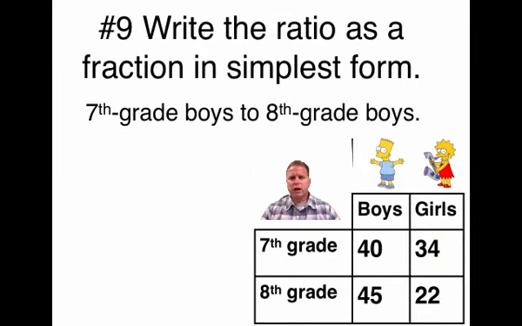Would you write the ratio as a fraction in simplest form of 7th grade boys to 8th grade boys? Pause the video and see if you can set up a ratio. At least try it in your head. Okay, so what do we know? We got 40 7th grade boys. How many 8th grade boys are there? 45. Now we do need to put it in simplest form, so what goes into 40 that will go into 45? 5. So if we divide both of those by 5, we get 8/9.